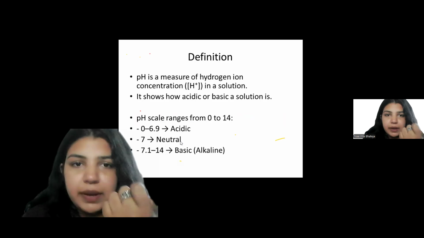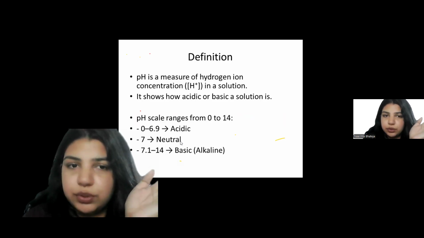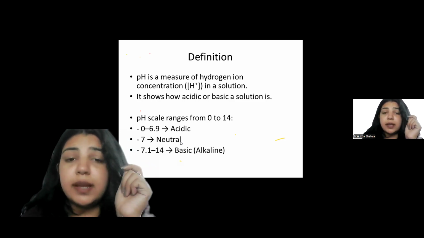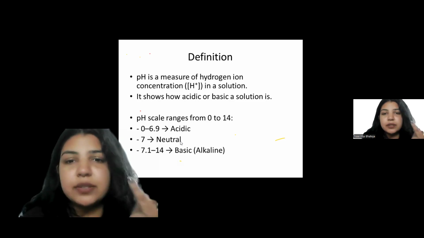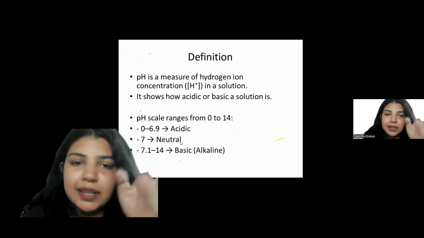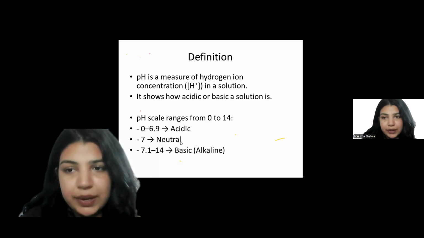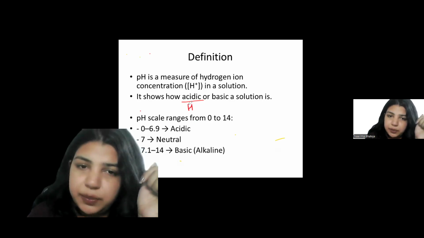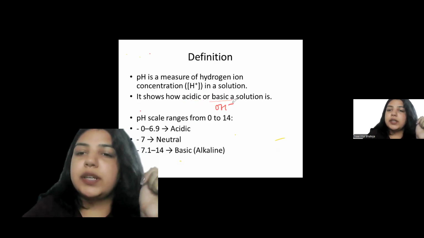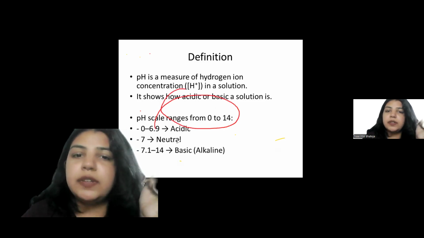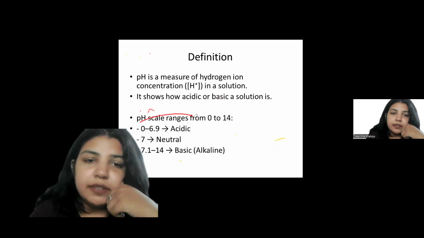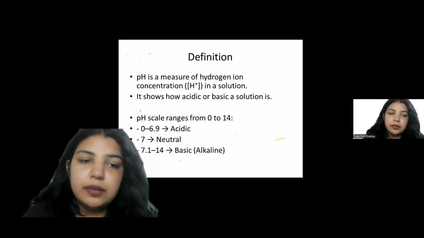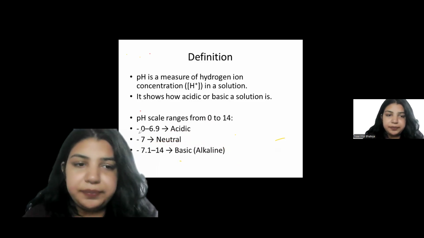Okay, so let's revise it quickly. What is pH? It is the power of hydrogen ion concentration in a solution. Wherever the hydrogen ion concentration is more, that is known as acidic, and where the hydrogen ion concentration is less, that is known as basic. Acid will have more H positive ions, and base will have more OH negative ions. It ranges between 0 to 14. Acidic is 0 to 6.9, 7 is neutral, and 7.1 to 14 is basic or alkaline in nature.